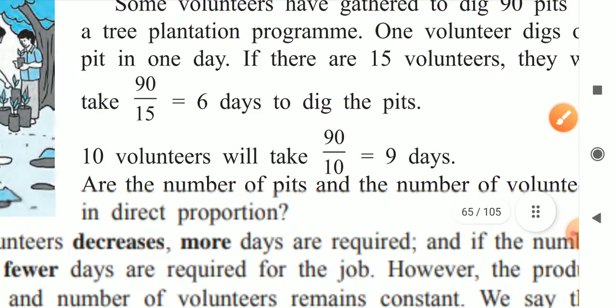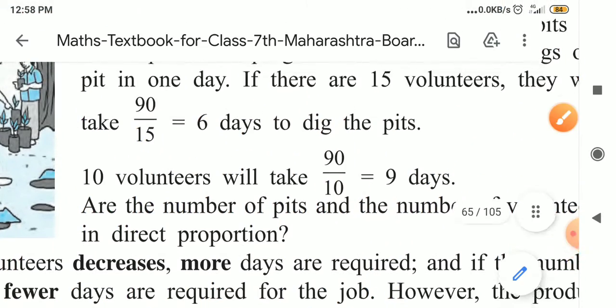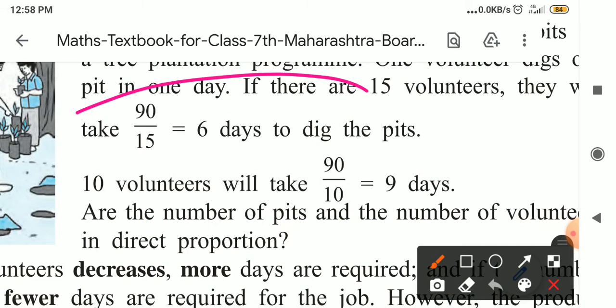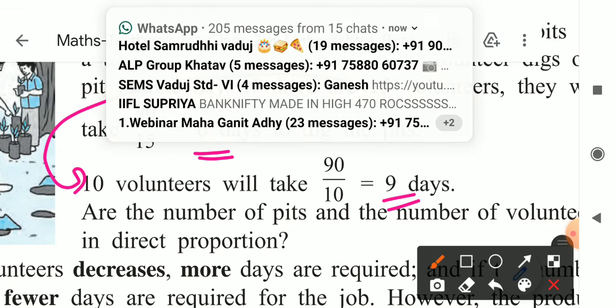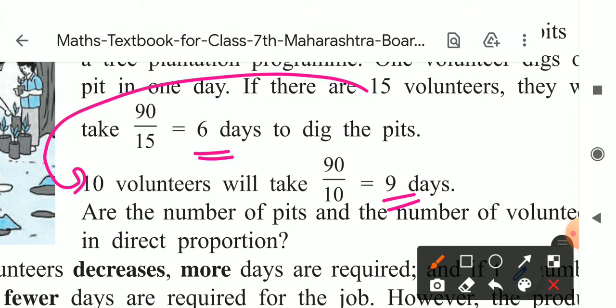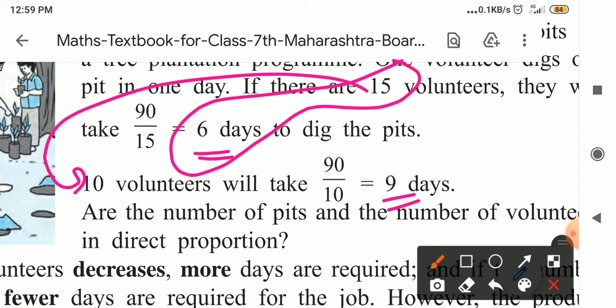That is, if the number of volunteers decreases, the number of days increases. Means one quantity decreased here, but the other quantity, here 6 days, and how many days are required now? 9 days are required. So one quantity increases, the other decreases. Then one more thing: if you multiply days into volunteers, how much is it here? 15 sixes are 90. So the multiplication of the two terms, 15 into 6, is 90.